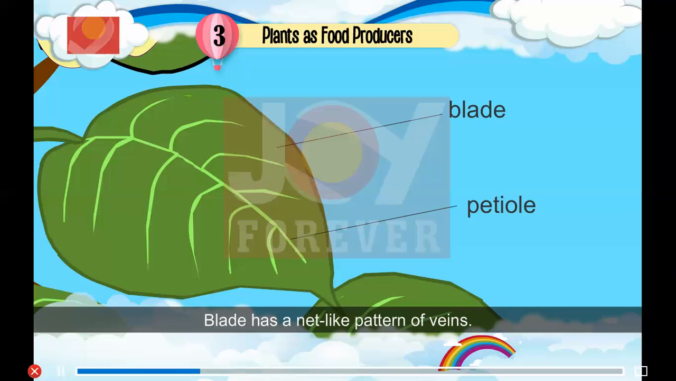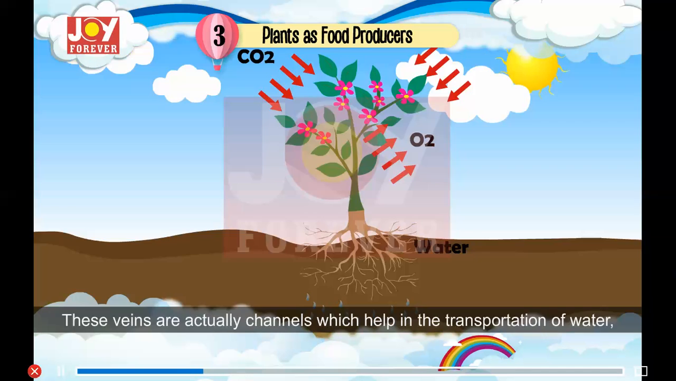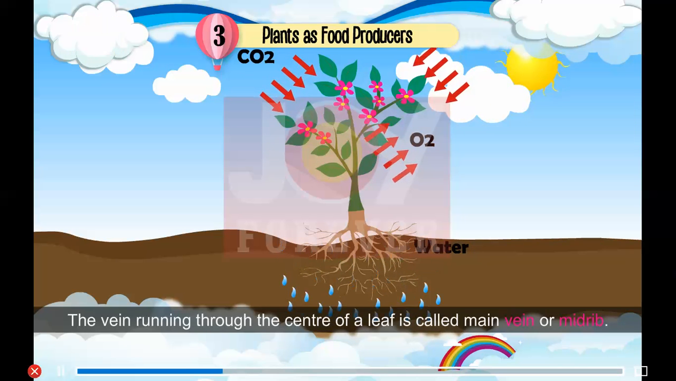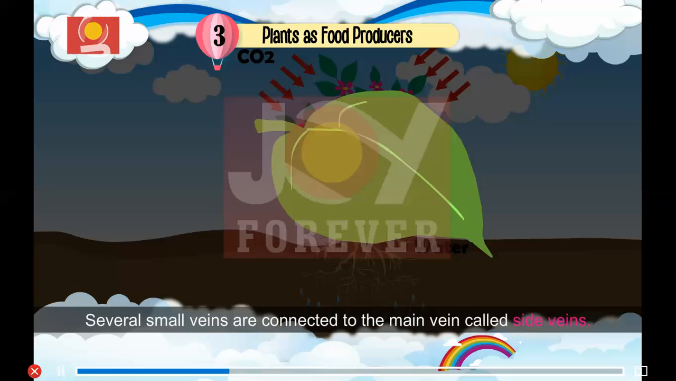Blade has a net-like pattern of veins. These veins are actually channels which help in the transportation of water, minerals, and food between leaves and the various parts of the plant. The vein running through the center of the leaf is called main vein or midrib. Several small veins are connected to the main vein called side veins.